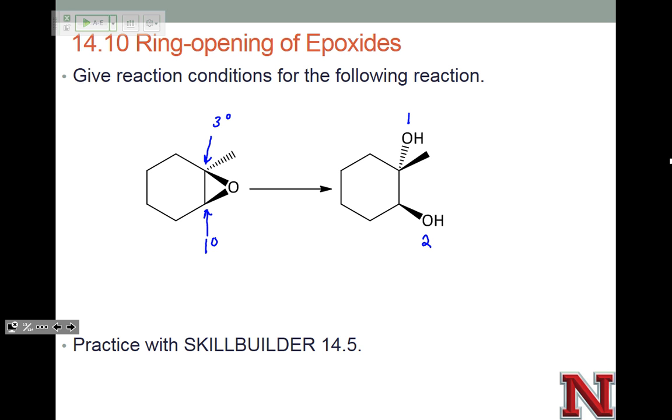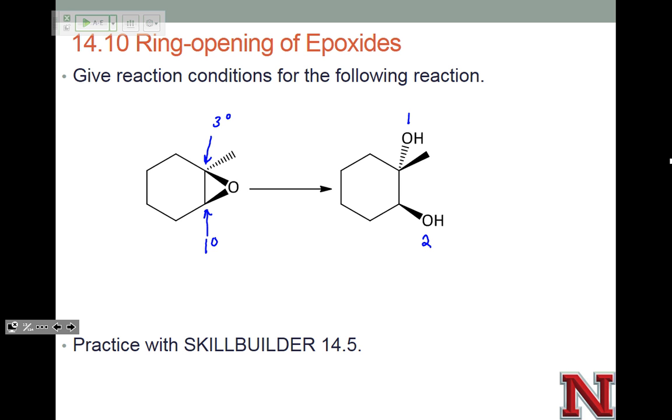So we have a primary position versus a tertiary. If we want the attack to occur in the tertiary position, we have to use acidic conditions. Because under basic conditions, it's never going to attack the tertiary position. It's always going to attack the most substituted.